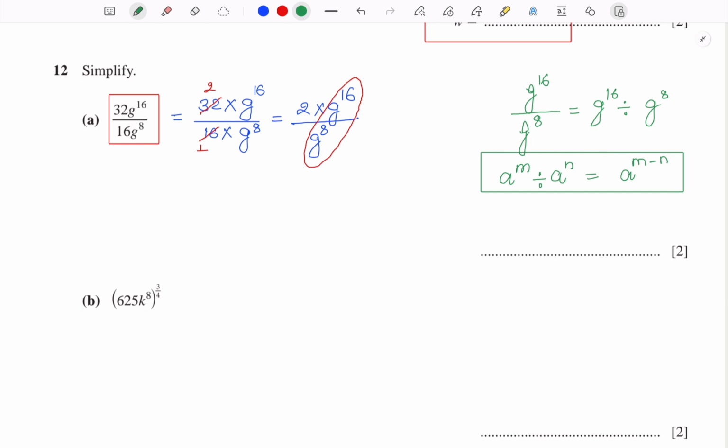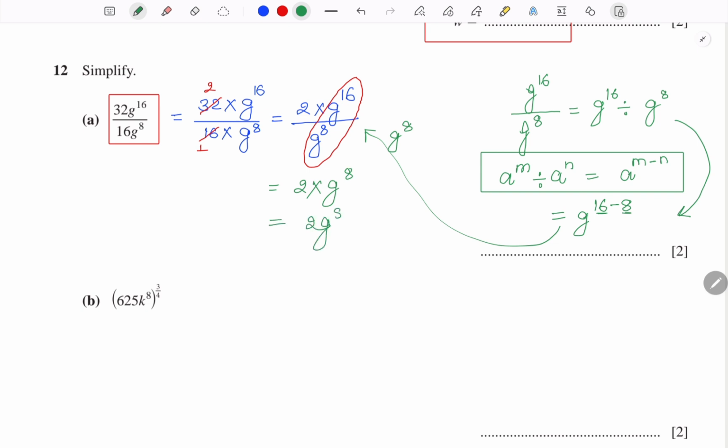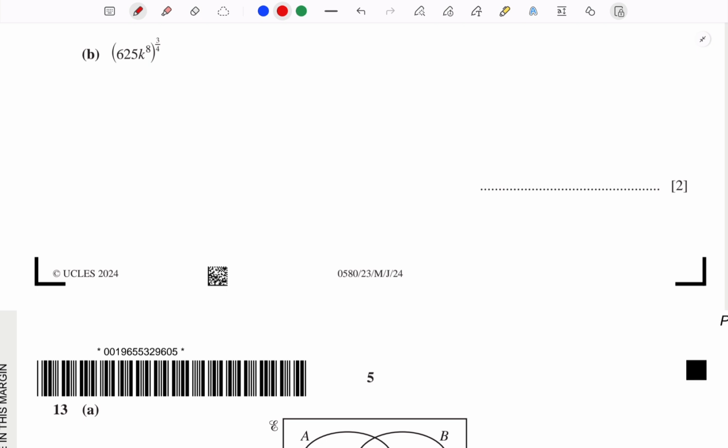So this part can be written as g raised to the power 16 minus 8. If you do this subtraction, 16 minus 8 will give you 8. So instead of writing all this, I can just write 2 into g raised to the power 8. That is 2g raised to the power 8, and that is the answer for this question. Now let's solve the next question.